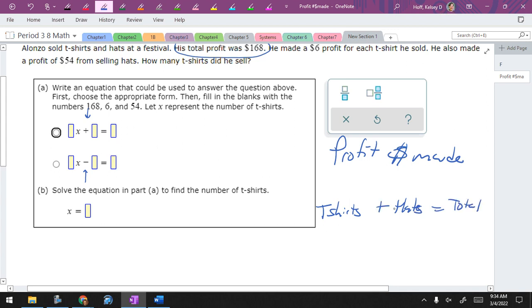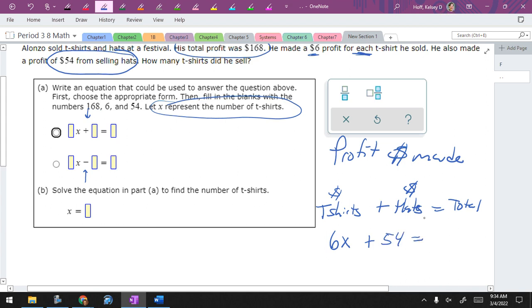Now we would have to add those two together. Now how much money did he make from t-shirts? $6 each t-shirt. And this tells you X is the number of t-shirts. We don't know how many he sold, but we know it was $6 times every t-shirt plus the money from the hats. We don't know how many hats, but they told us it's $54. So we're going to add 54. And he made a total profit of $168. So in this, we would choose the top one, 6x plus 54 equals 168.